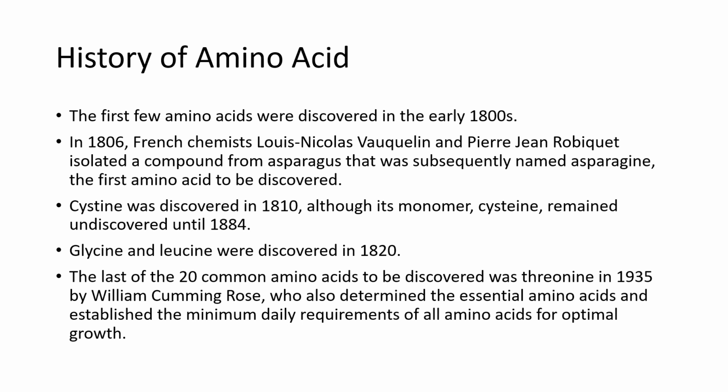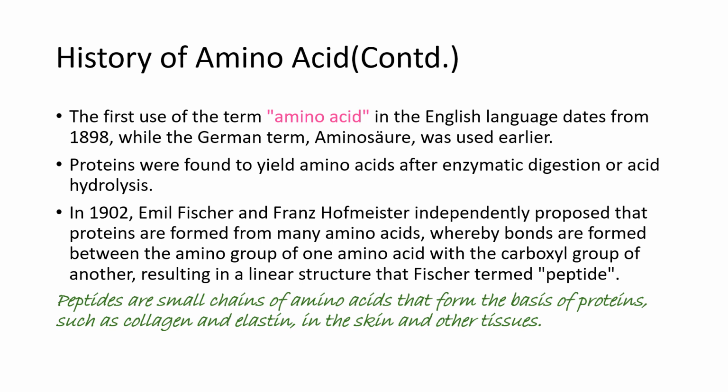So it is very important. We are still following the same chart, how much of a particular amino acid we need for growth, right? So this is very important. The last 20, very important. They're all going to be asked in the MCAT. The first use of the term amino acid in the English language dates from 1898, while the German term aminosäure was used earlier. So they had a name for amino acid, but they had to shorten it for everybody to use in the English language.